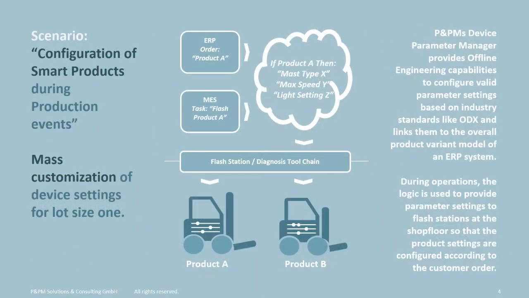Let's have a look at different scenarios for software variant coding. Configuration of smart products during production events. P&PM's Device Parameter Manager provides offline engineering capabilities to configure valid parameter settings based on industry standards like ODX and links them to the overall product variant model of an ERP system. During operations, the logic is used to provide parameter settings to flash stations at the shop floor so that the product settings are configured according to the customer order.